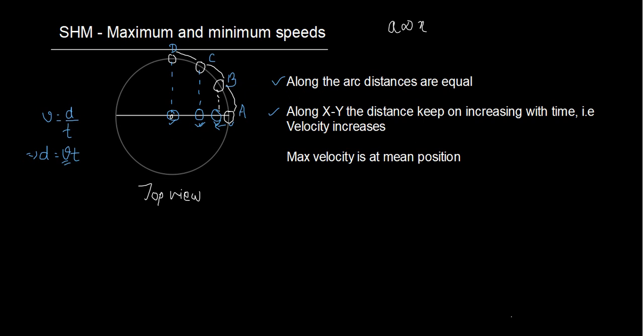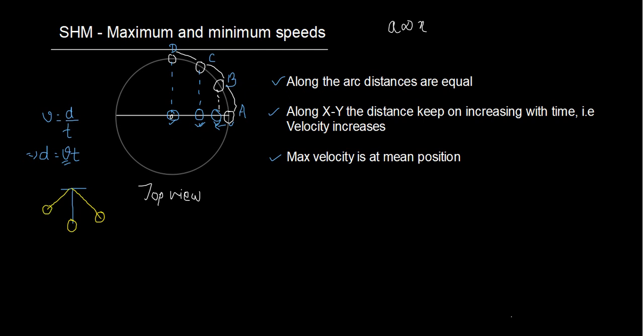The next point is that the maximum velocity is obviously at the mean position. Even if you consider a pendulum and look into its motion, we know that the potential energy will be maximum at the ends.